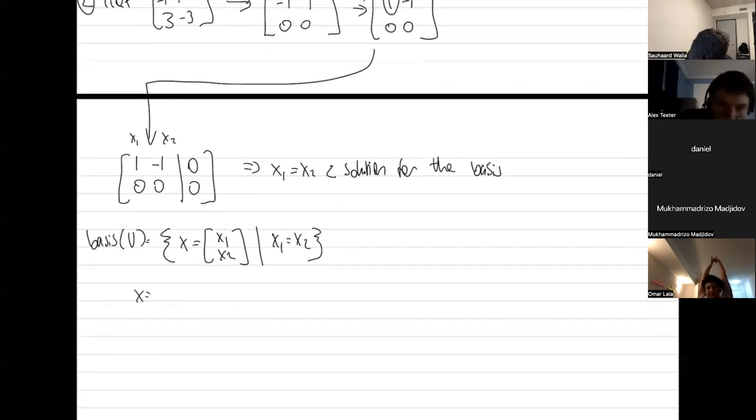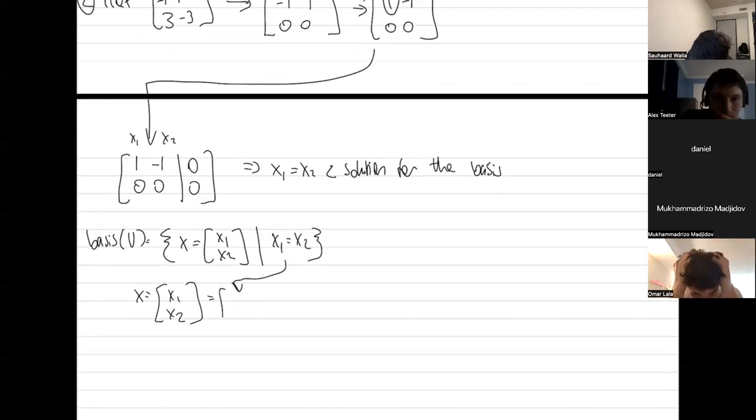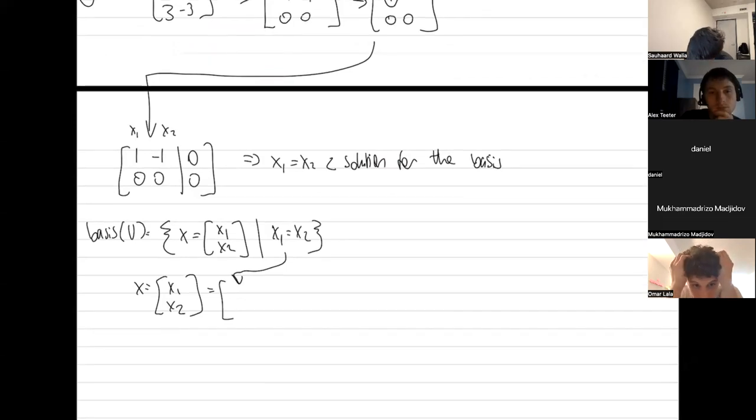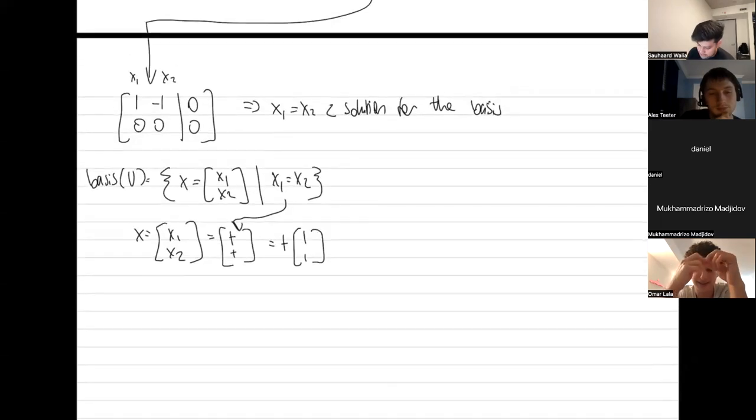So x is equal to x1, x2. But since this is true, how can I rewrite this? You're right, 1, 1, but how do we get there? We set x1 and x2 to be t and take out t as its scalar. Perfect. So it's t multiplied by 1, 1. So in fact, our basis of V is the span of 1, 1.